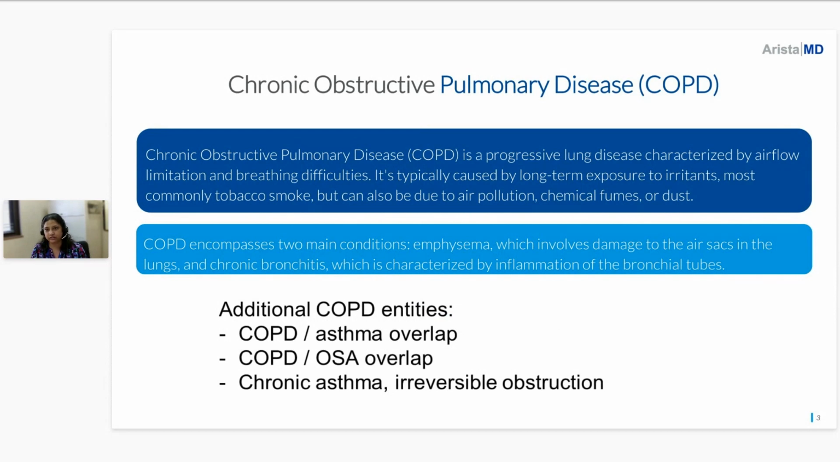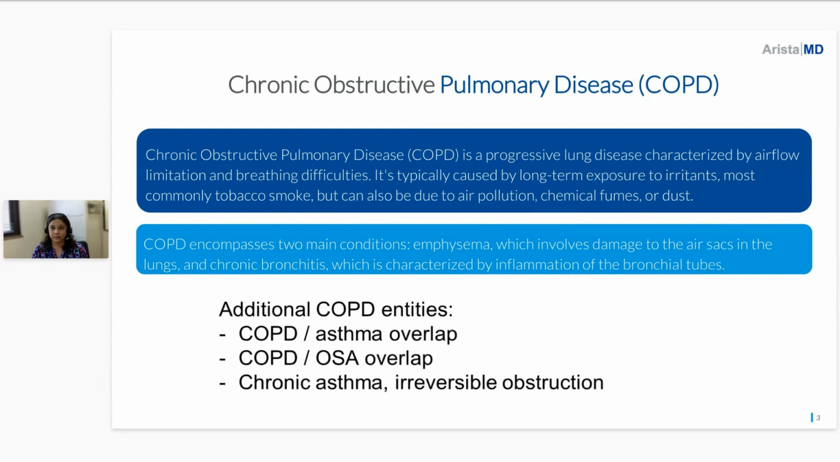COPD generally encompasses two main conditions that we're most familiar with: emphysema, which is really a radiographic diagnosis where there's damage to the air sacs in the lungs, and chronic bronchitis, which is more a clinical diagnosis characterized by inflammation of the bronchial tubes, resulting in productive cough chronically. But we know that there's multiple other phenotypes of COPD.